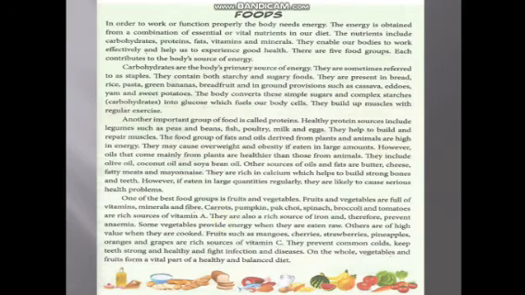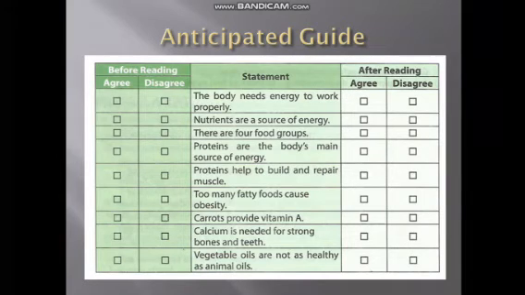I'm right here. They are also a rich source of iron and therefore prevent anemia. Some vegetables provide energy when they are eaten raw. Others are of high value when they are cooked. Fruits such as mangoes, cherries, strawberries, pineapples, oranges, and grapes are rich sources of vitamin C. They prevent common colds, keep teeth strong and healthy, and fight infectious diseases. And whole vegetables and fruits form a vital part of a healthy and balanced diet.